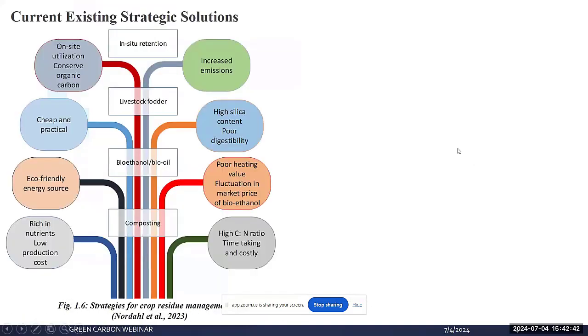So these are the current existing strategic solutions. However, each method is associated with one or another pros and cons. Suppose we take livestock: if we use biomass as livestock fodder, certain biomass like rice straw and rice husk, owing to the high silica content and poor digestibility, is harmful to the animals. And if we use these biomass residues for composting, it is a time-consuming process.